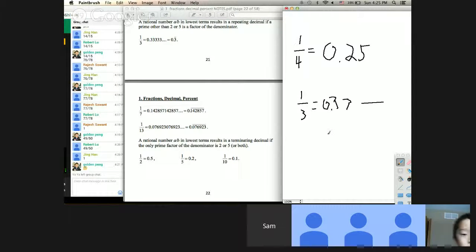And you write this with a bar over the top. So like 1/3, this can be written as 0.3 with a bar. That just signifies that the 3 is repeating. And then 1 over 17, you write this out with a bar. It just signifies that after this ends, it's going to repeat again. Same thing for 1 over 13.